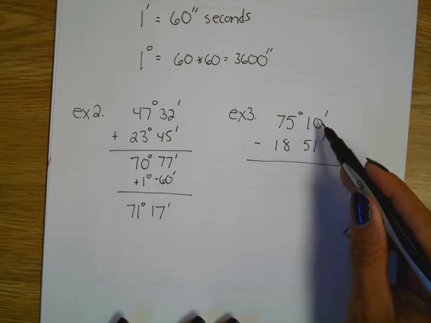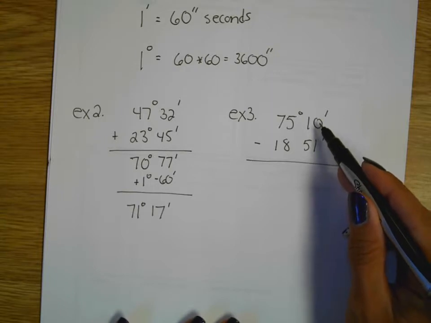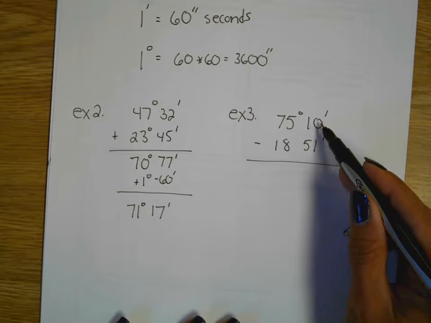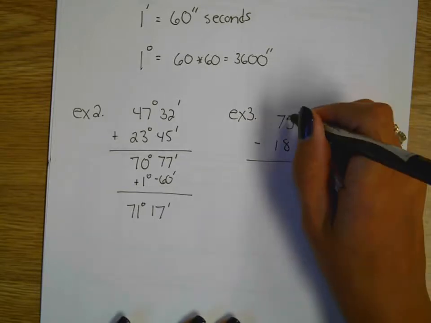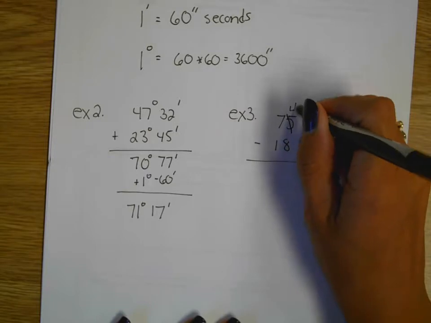Go back to 2nd grade. Adam? Borrow. Is that where you learn to subtract, 2nd grade? Isn't it? I think so. Borrow. We got to borrow. What are we going to borrow? Go ahead. I'm thinking we're going to borrow a degree. We're going to borrow a degree, so we're going to bring this down to 74 degrees.